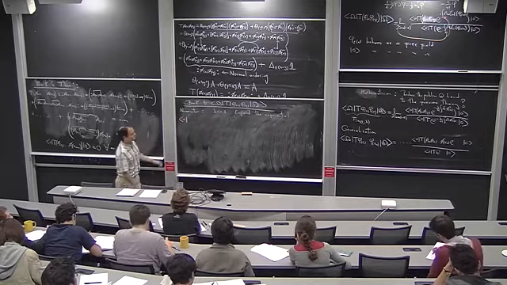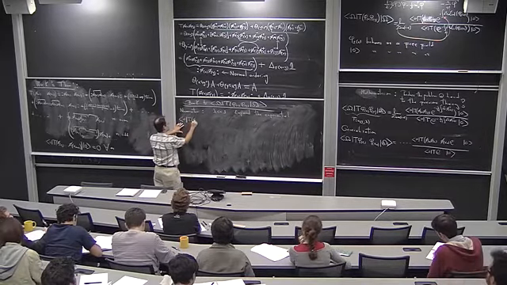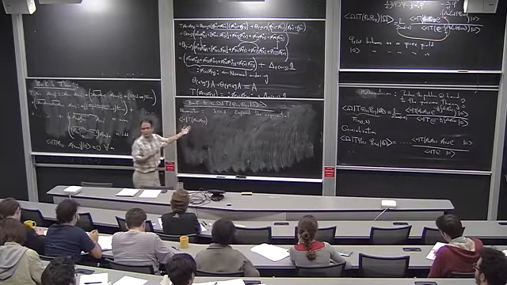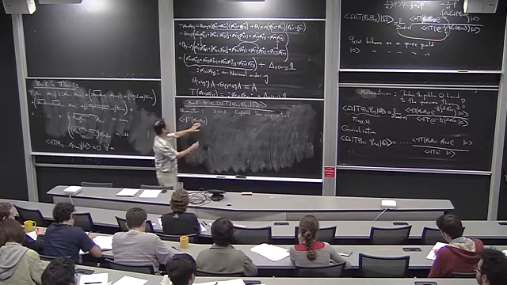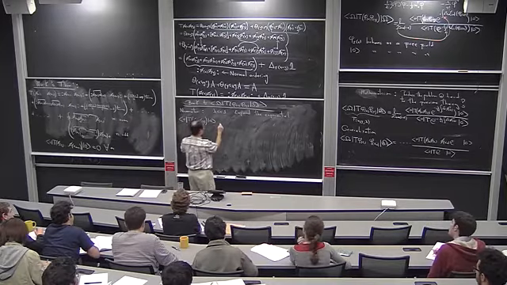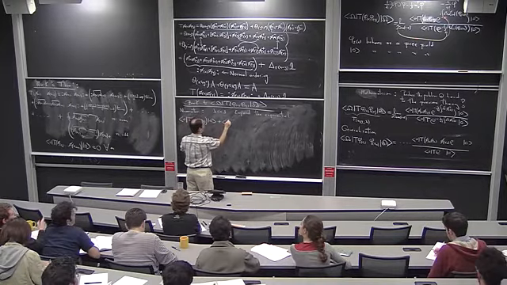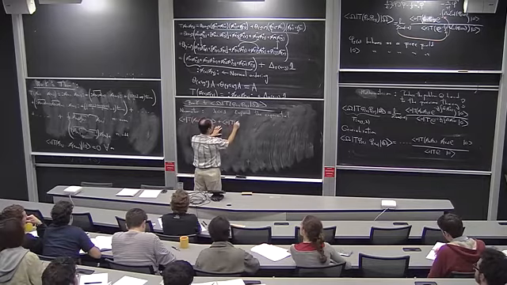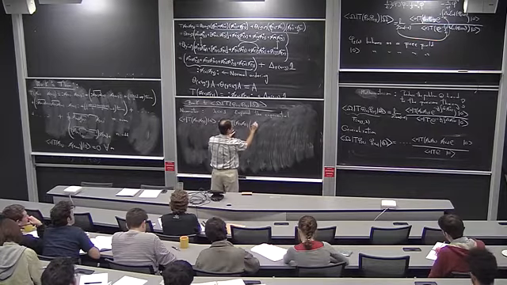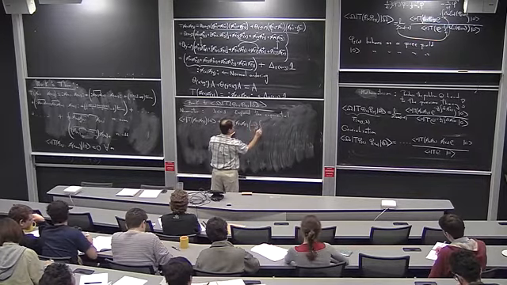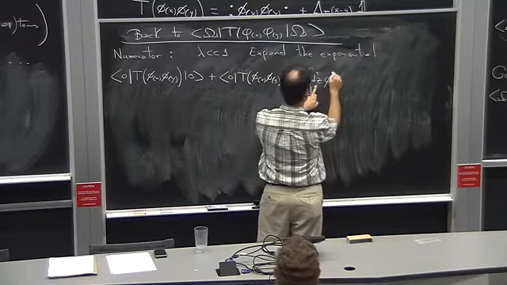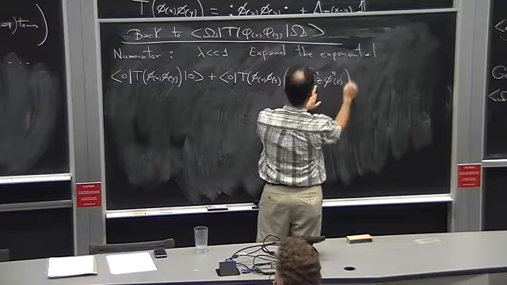We expand the exponential. So what do we get? We get the first term. I'll compute the first term, you compute the next one. How about that? So this is the first term. The next term is... once again, z is a real integration.